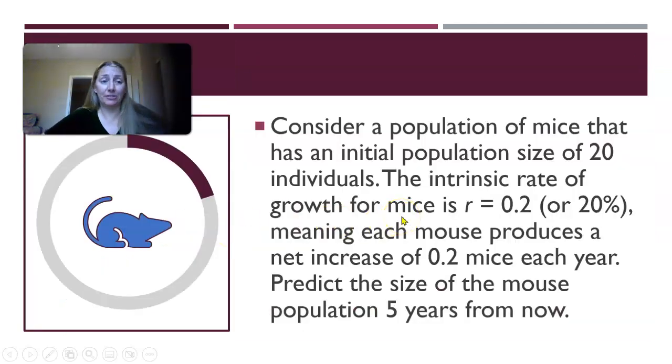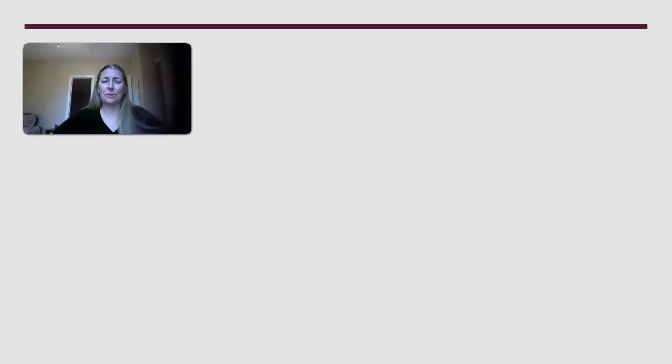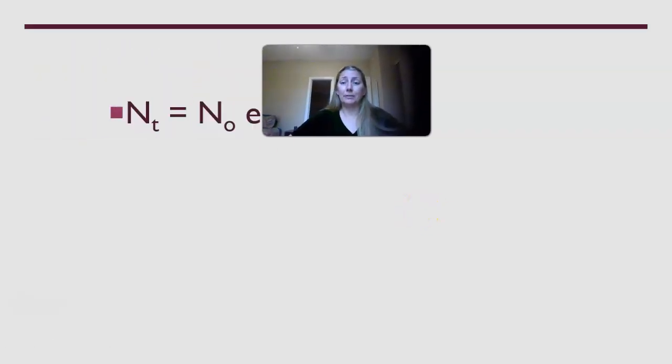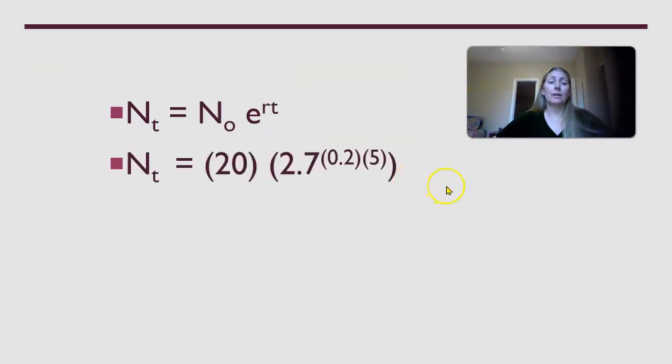So let's say that we have a population of mice, begins with 20 individual mice. The growth rate is 20%, or if you convert 20%, it's 0.2. Calculate the size of the mouse population in 5 years. So get a piece of paper or something out so you can do your math. Again, we're using this formula. N sub t, that's what we're calculating, is the final size of the population. So we're starting with 20 individuals. That's what you see here. And then the growth rate is E.